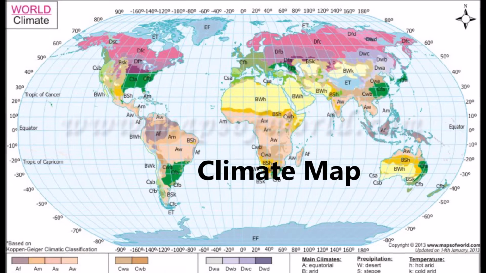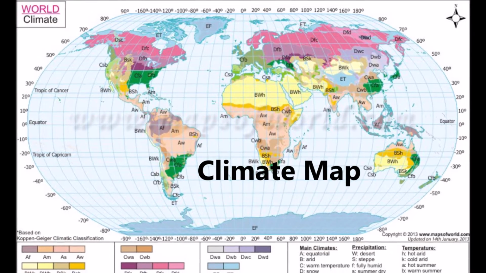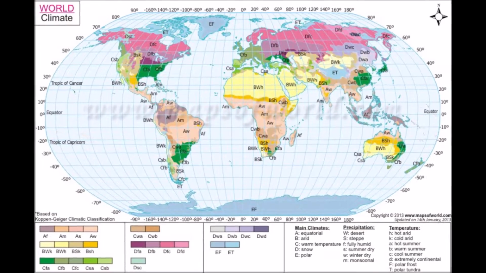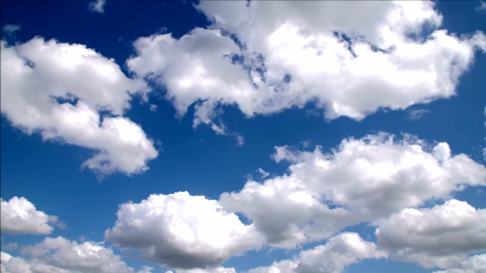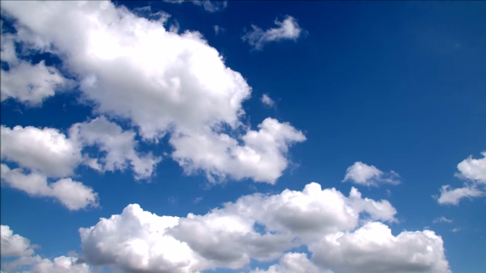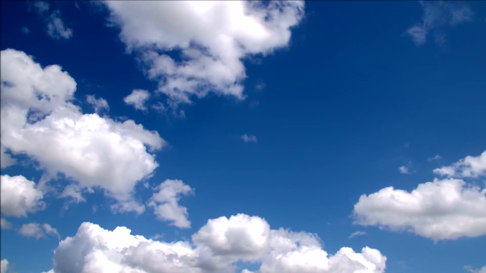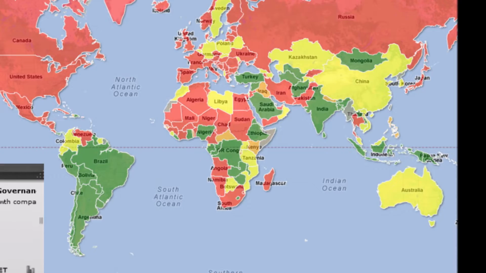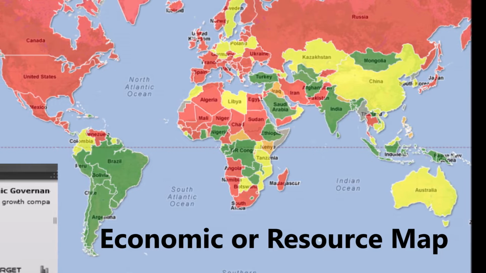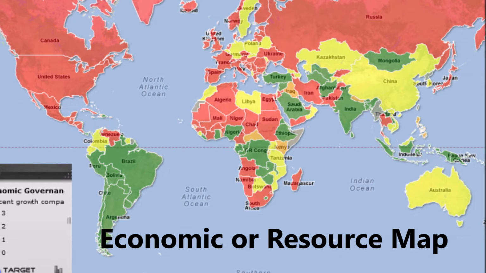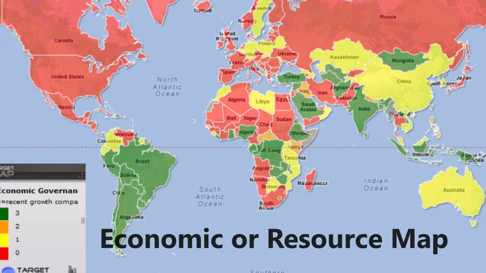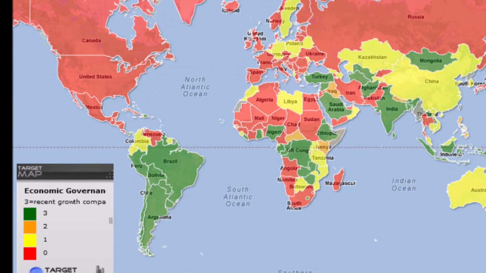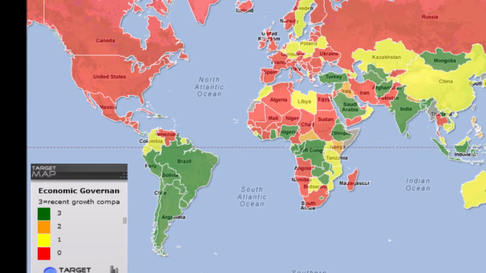Climate maps. A climate map shows information about the climate of an area. They can show things like the specific climatic zones of an area based on the temperature, the amount of snow an area receives, or the average number of cloudy days. These maps normally use colors to show different climatic areas. Economic or resource maps. An economic or resource map shows the specific types of economic activity or natural resources present in an area through the use of different symbols or colors, depending on what is being shown on the map.